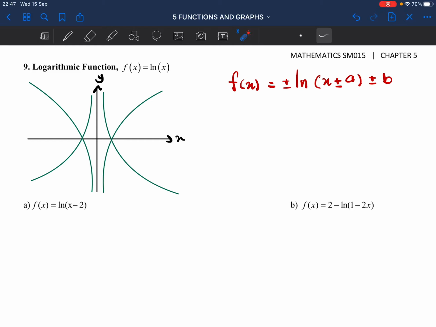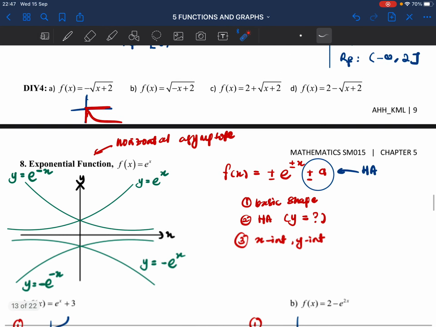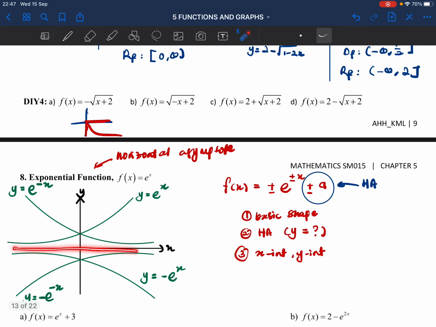Okay, so next we are going to look at how to sketch a logarithmic function, a log function. Log tu boleh jadi log or boleh jadi ln x juga. So, sama macam square root function, sama macam exponent function, log function kita ada 4 basic shapes. Okay, so here is 1, 2, 3, 4. 4 basic shapes.